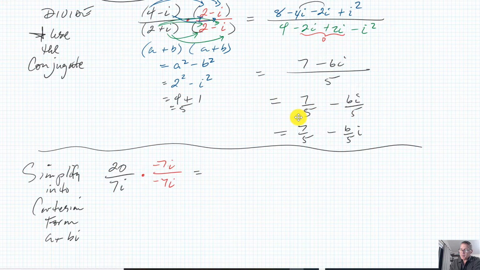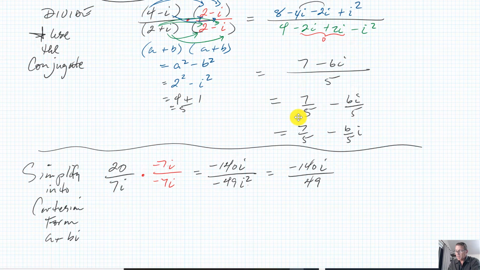So 20 times negative 7i is negative 140i, and then 7 times negative 7 is negative 49. i times i is i squared. Then you simplify that, you get negative 140i up top. Negative 1 times negative 49 is positive 49.